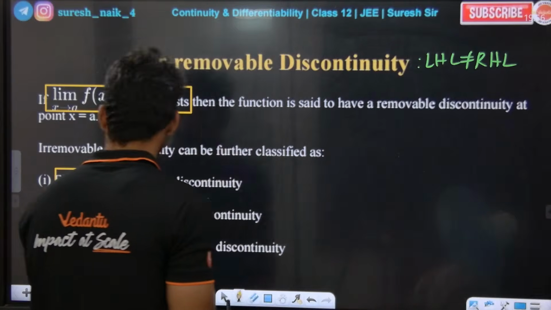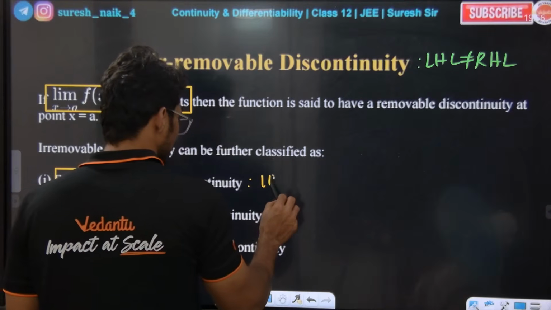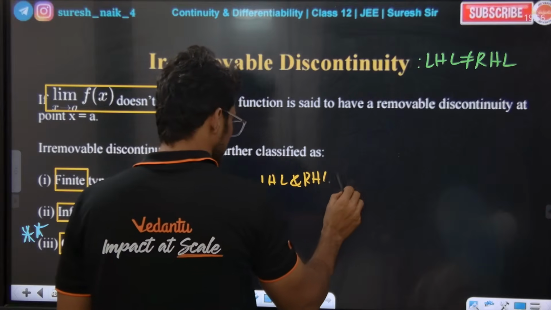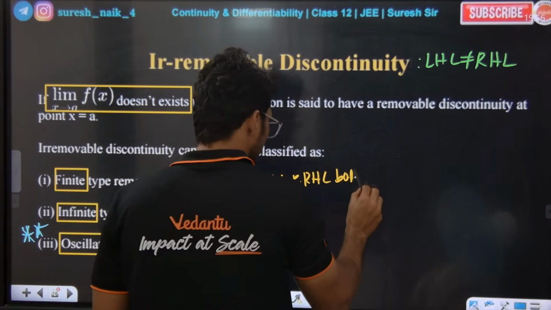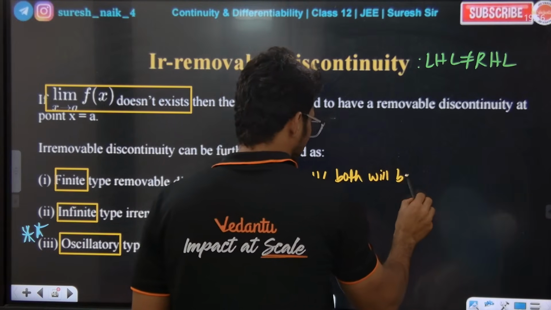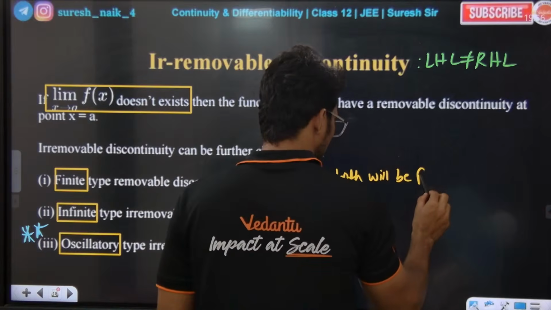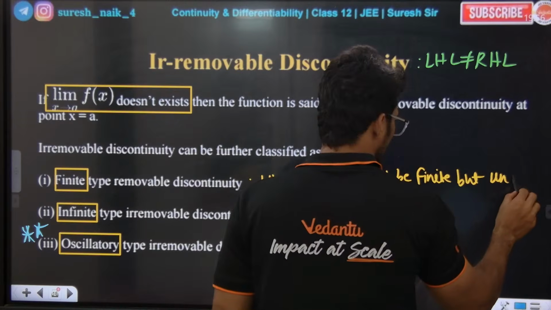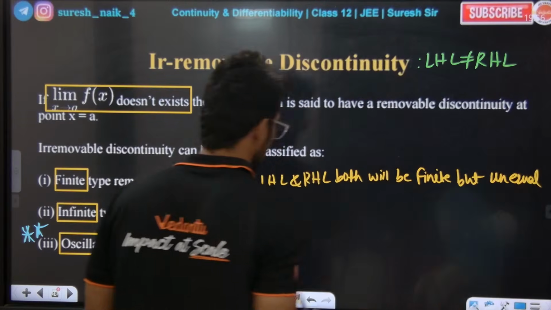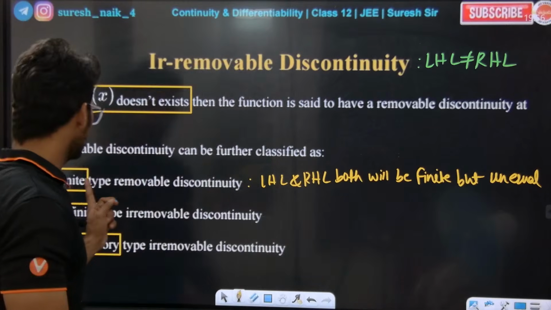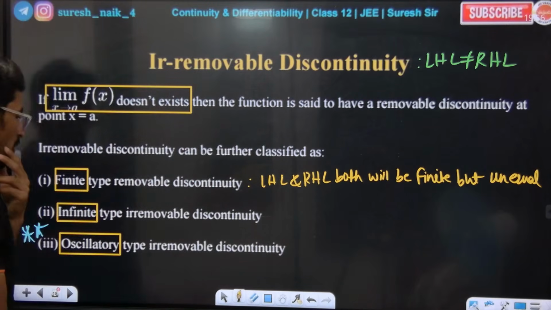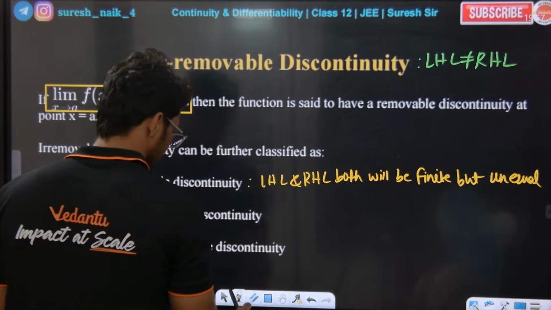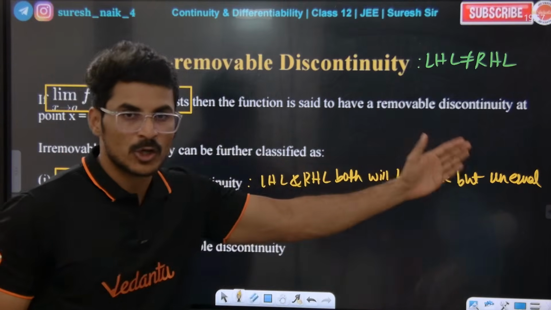Sir, what is the definition of finite type? LHL and RHL both will be finite, but unequal. LHL and RHL both will be finite, but not equal. That is the finite type. It is an irremovable discontinuity, because LHL and RHL must both be finite but unequal.